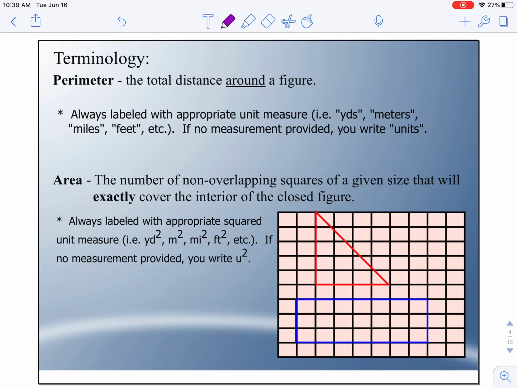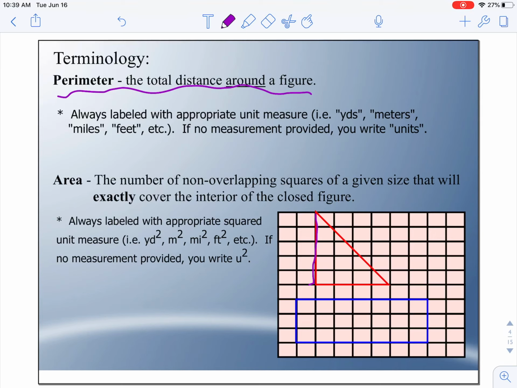So first of all, let's just get some basic terminology down. The perimeter is the total distance around a figure, okay? That's not anything new. We always label with the appropriate unit measure, like yards, meters, miles, feet, etc. If we don't have one, it's units. Just like when we were finding the length of one segment, we were using units. Now we're just adding up the 3 segments in this triangle to get the perimeter.